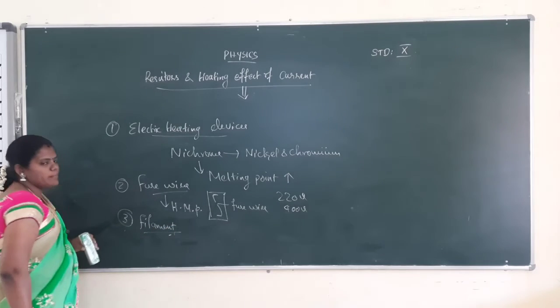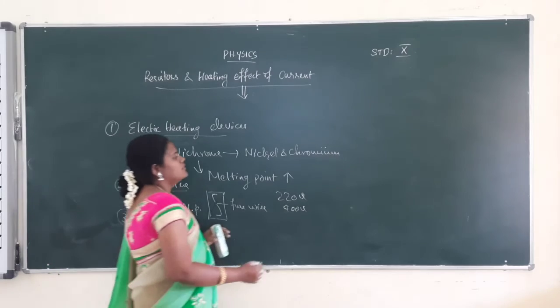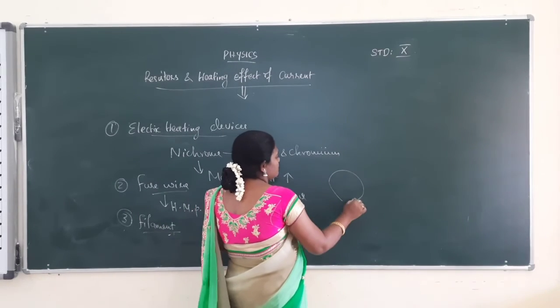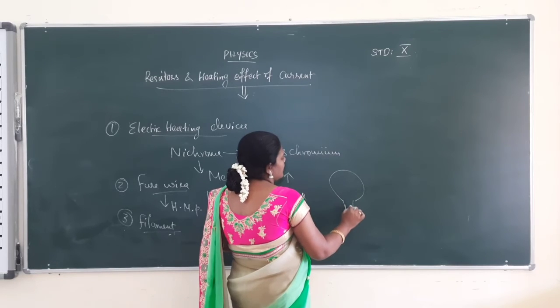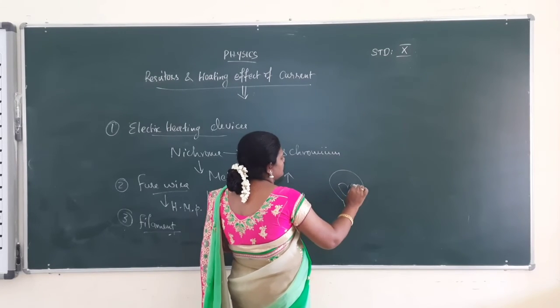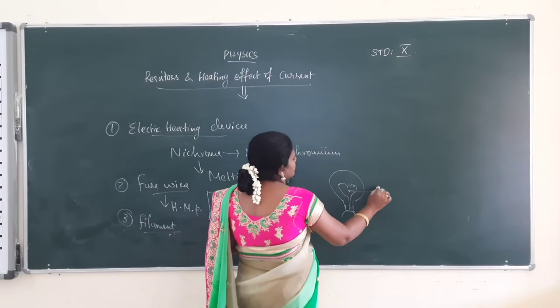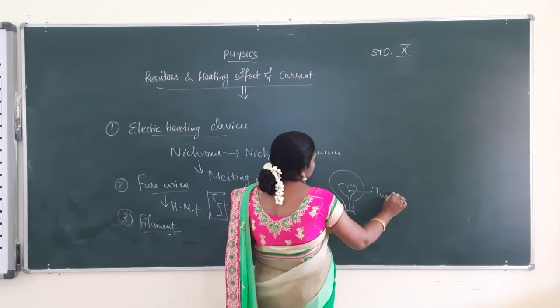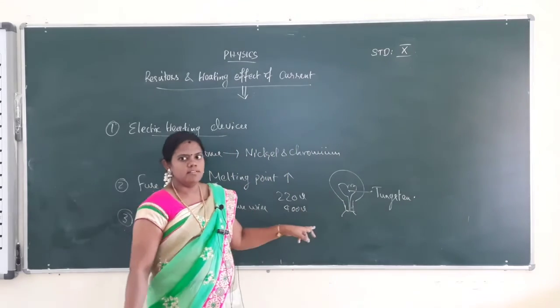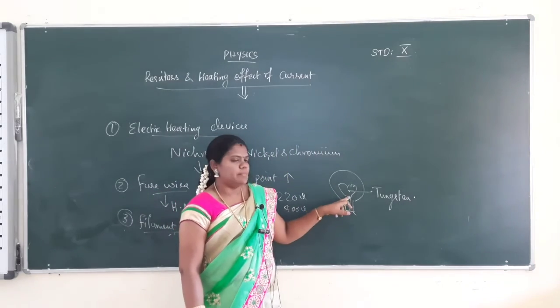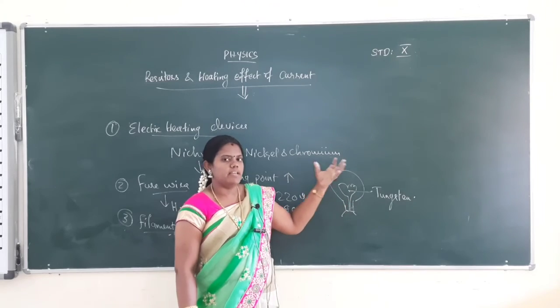What's the meaning of filament, ma? Filament is nothing but, taking the bulb, okay, bulb, this is the filament, tungsten. When you switch on the bulb, the tungsten in the bulb burns and creates the glow.